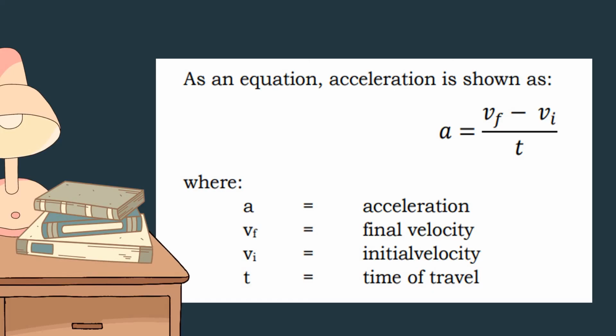So, as an equation, acceleration is shown as a equals v sub f minus v sub i all over t, where a here is the acceleration, v sub f is the final velocity, v sub i is the initial velocity, and t is the time of travel. So there is the initial, the starting, and final is the end point.